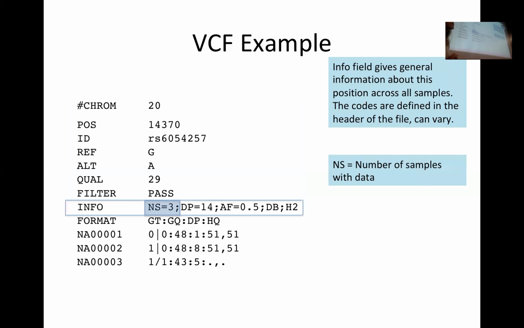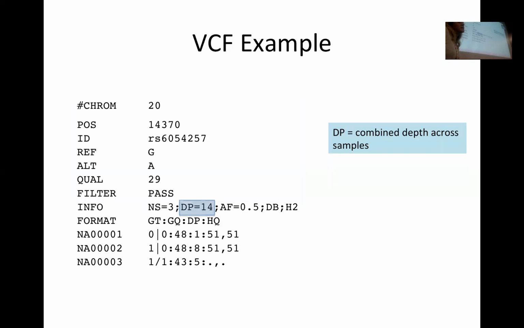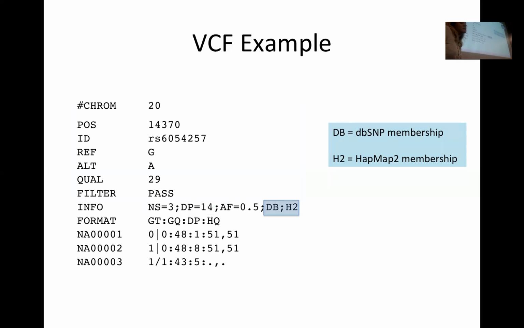This is that crazy info field. This looks really similar to SAMtools, where there are all these 2-letter codes and I have to go look them up in the specification every time. In this case, NS is the number of samples with data. DP is always depth across the samples. AF is allele frequency for the alternate allele. DB means there's a dbSNP membership. H2 means there's a HapMap2 membership. So there's all these little 2-letter codes that mean a variety of different crazy things.